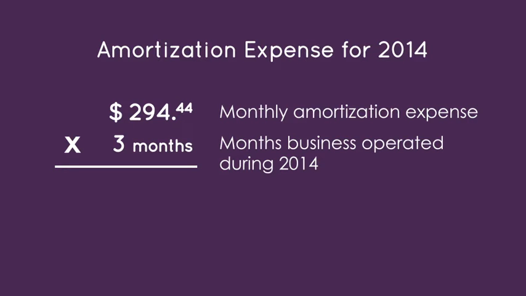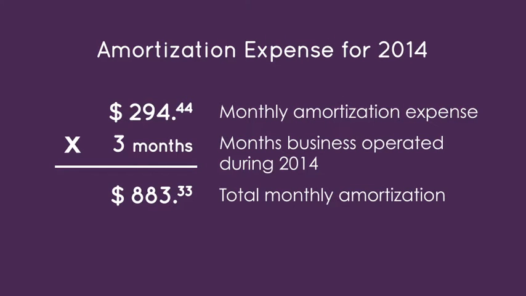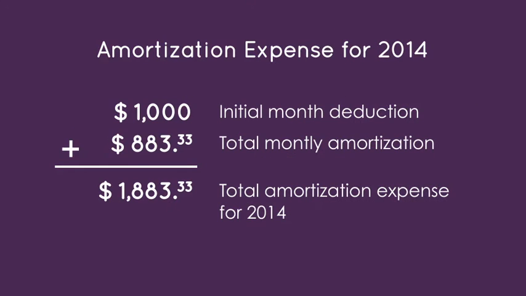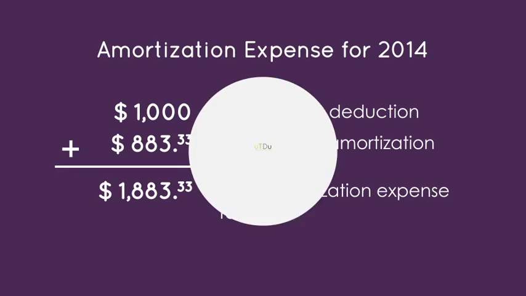For 2014, we'll take 3 months of amortization expense for October, November, and December. So take 3 times $294.44 per month, and that equals $883.33. Total amortization reported on Form 4562, Depreciation and Amortization, would be $1,883.33 for 2014 in this example.